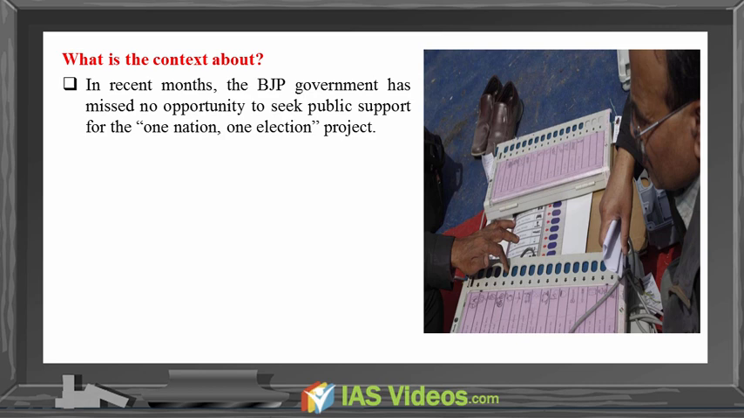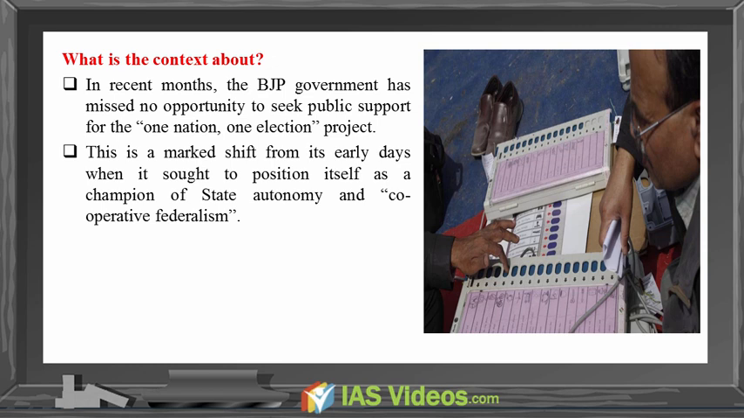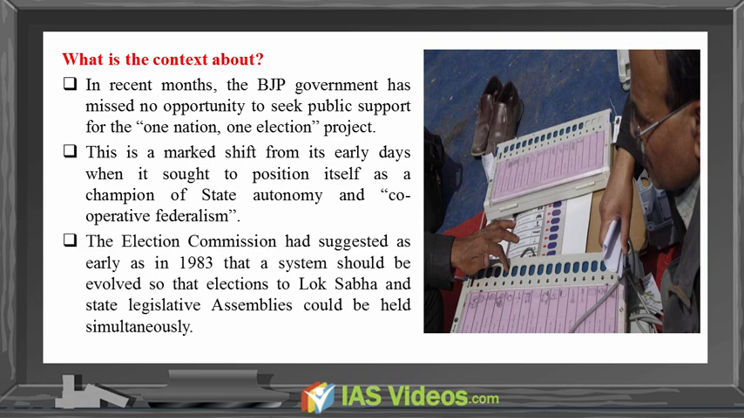In recent months, the BJP government has missed no opportunity to seek public support for the One Nation, One Election project. This is a marked shift from its early days when it sought to position itself as a champion of state autonomy and cooperative federalism. The Election Commission had suggested as early as 1983 that a system should be evolved so that elections to the Lok Sabha and state legislative assemblies could be held simultaneously.